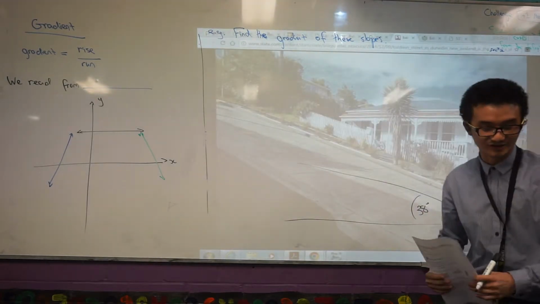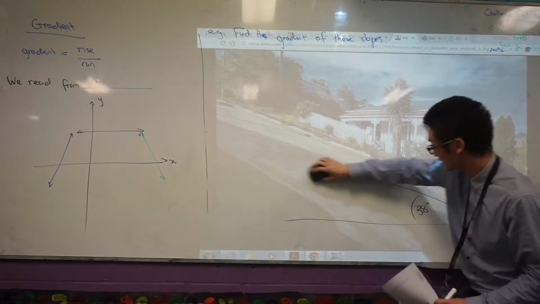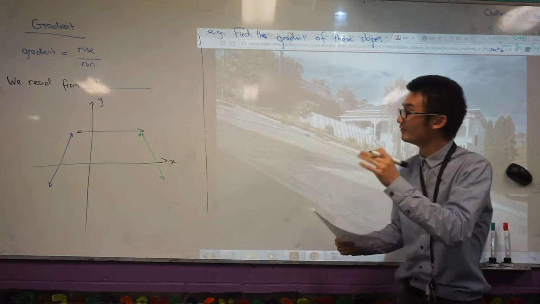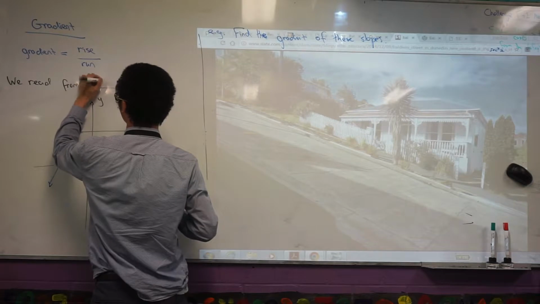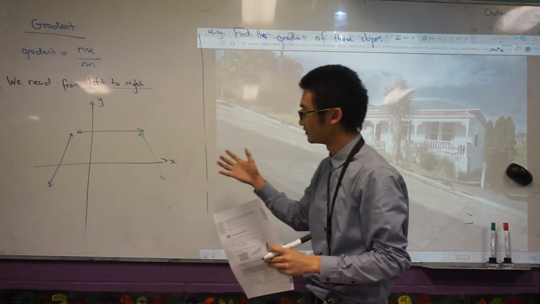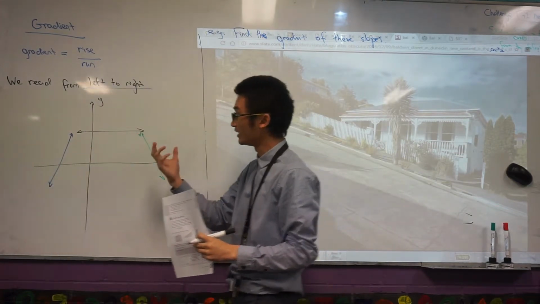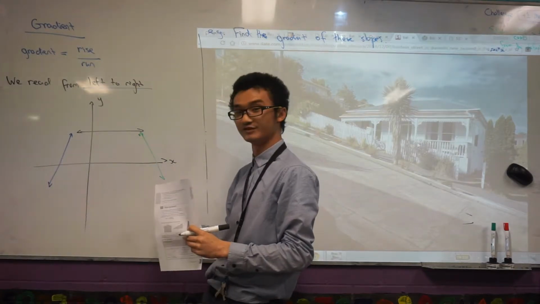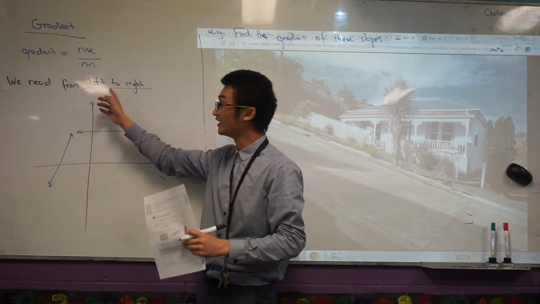Okay, so that's looking at the gradient of something, and we know how steep it is, and we can determine that using the rise over run. And remember that from a mathematical perspective, we read the gradient from left to right. And if we look at these segments here, if I read it from left to right, I can determine its gradient. If it's going up, it's going to be positive. And if it's going down, then the gradient is going to be negative. But I need to be reading it from left to right.